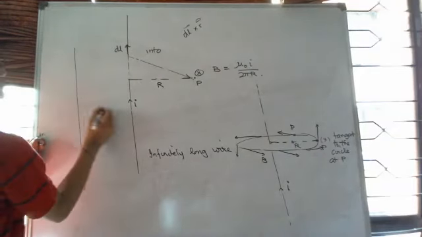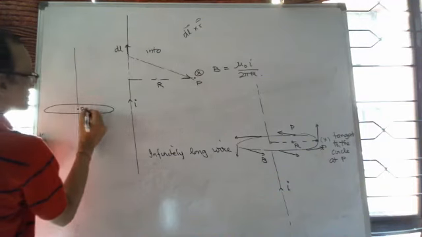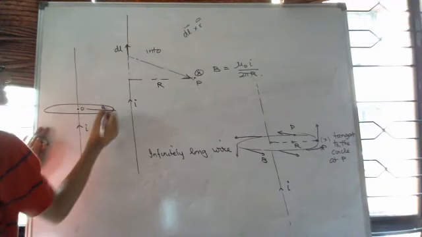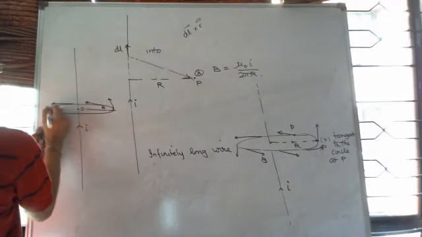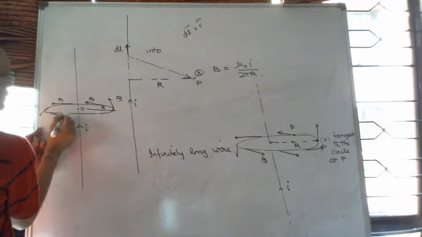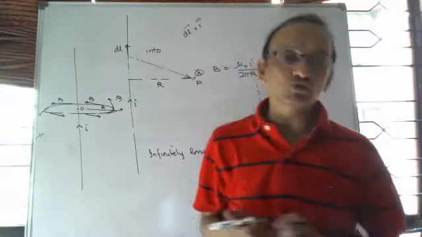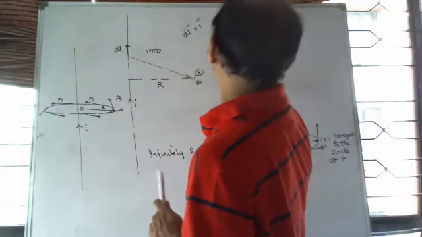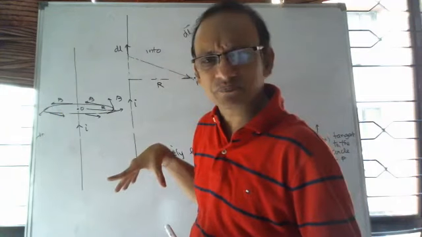So this current carrying wire is at the center of the circle, this is radius r, and if the current is like this, at every point B will be along the tangent to the circle of radius r, and would be of magnitude mu naught I by 2 pi r. I hope you understand this.